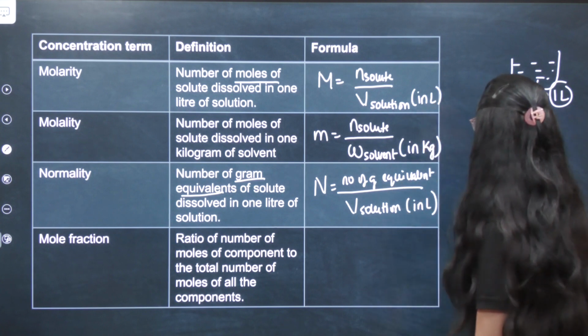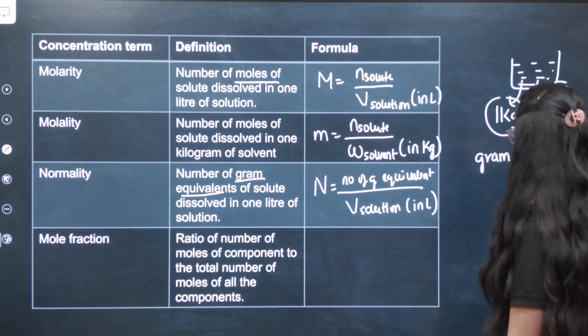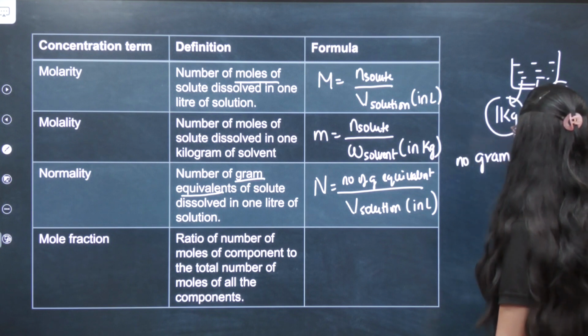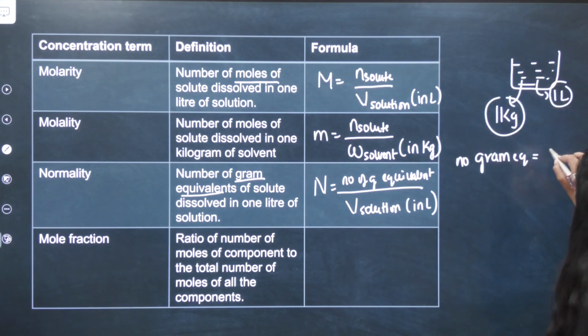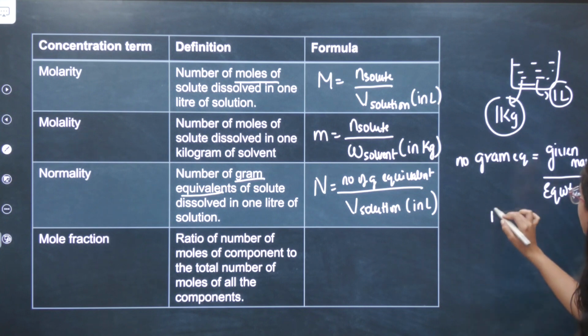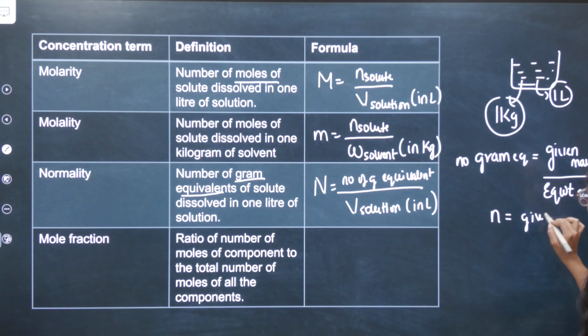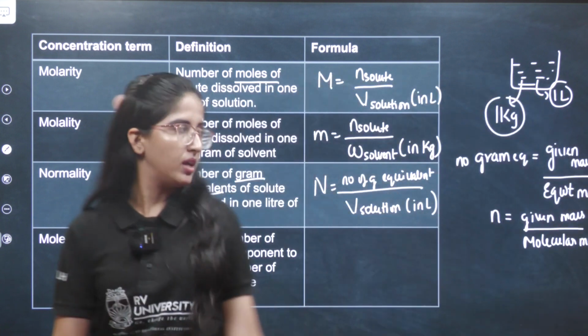So gram equivalent is nothing but number of gram equivalents will be equal to your given mass divided by equivalent mass. Understood? Whereas number of moles is equal to given mass divided by molecular mass. Right? So this is a gram equivalent.